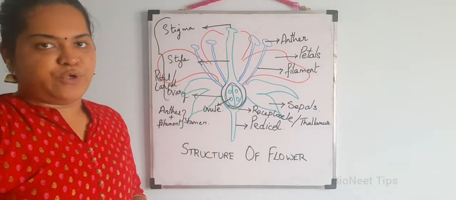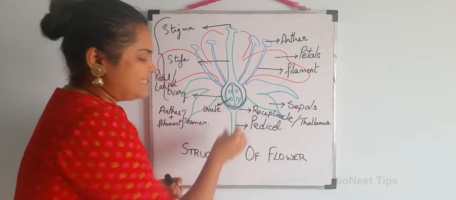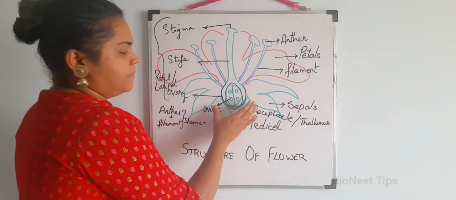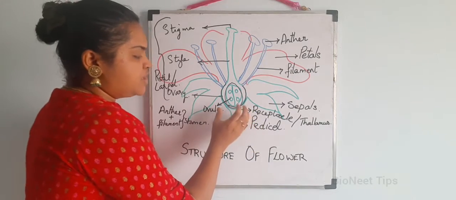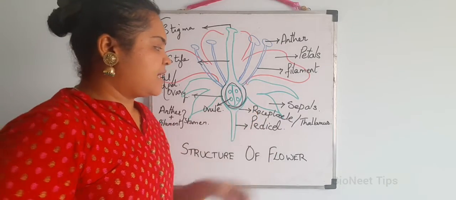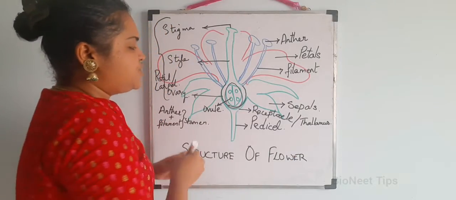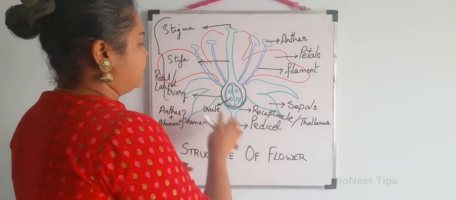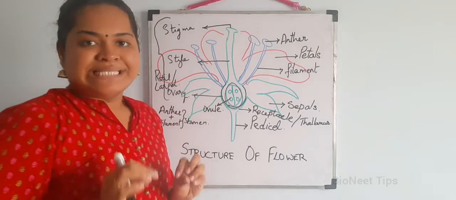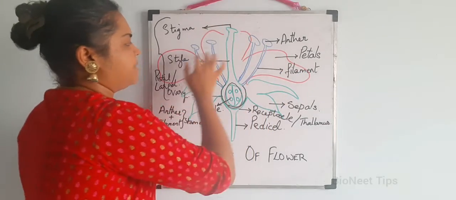Okay, let me explain it to you once again for you all. So this stalk-like structure or the stem of the flower is called the pedicel. Above the pedicel, the structure which is globe-like or bulged is called the receptacle or the thalamus. And just above the receptacle or the thalamus, we have green leaf-like structures called the sepals. And above the sepals, we have the colored part.